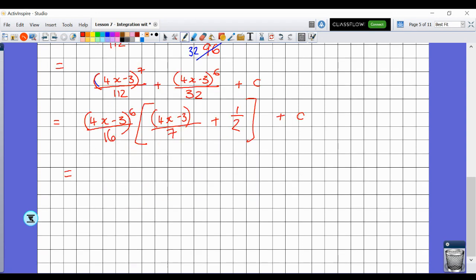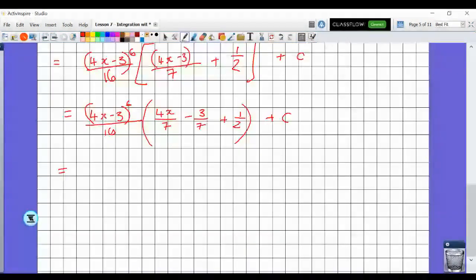Now, simplifying is the hardest part. So first part can stay the same. Okay, so let's keep this as (4x minus 3) to the power of 6 over 16. And here, what we do is write these individually. So what you're going to have is 4x over 7 minus 3 over 7 plus a half. And then what we can do is we can just do the minus 3 over 7 plus a half. Once we've done that, then we will be finished.